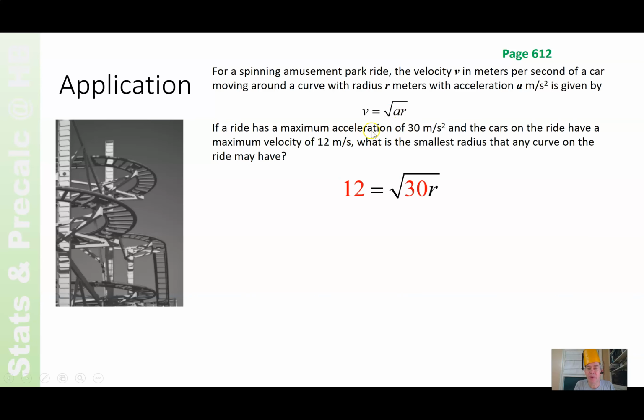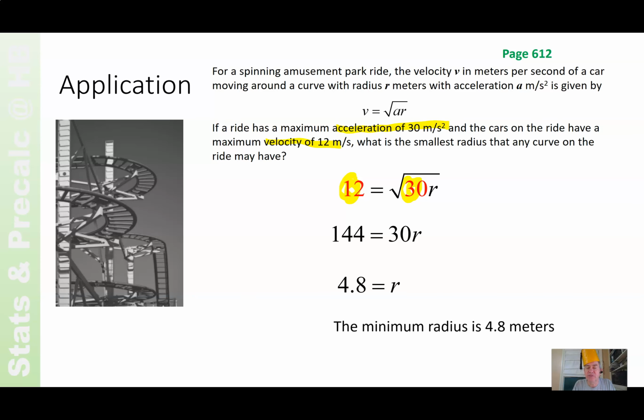Well, we're given acceleration of 30 meters per second squared. So put that in for acceleration. We're given velocity of 12 meters per second. Put that in for velocity. This is not an especially challenging problem as you do it this way. Go ahead and square both sides. 144 is 30r, and you get r is 4.8, the minimum radius.